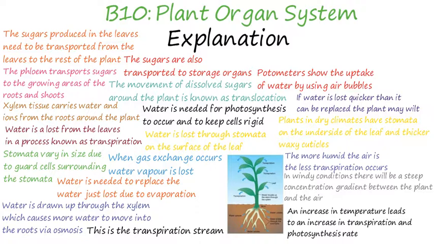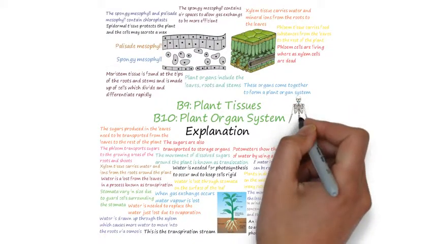In class, to investigate transpiration, a potometer is used. Potometers show the uptake of water by using air bubbles. The distance travelled by the air bubble shows the volume of water taken up by the plant.